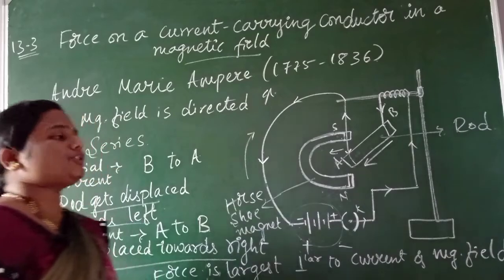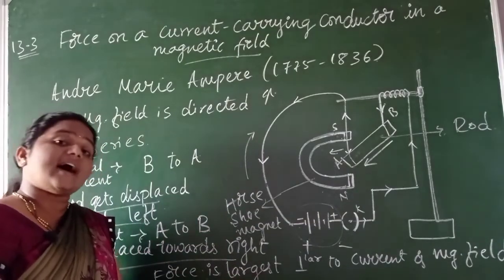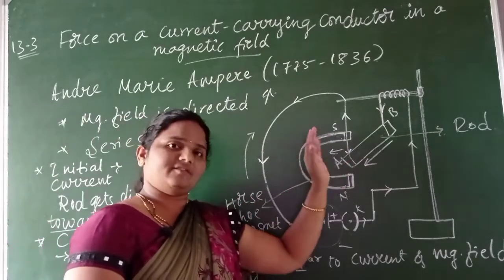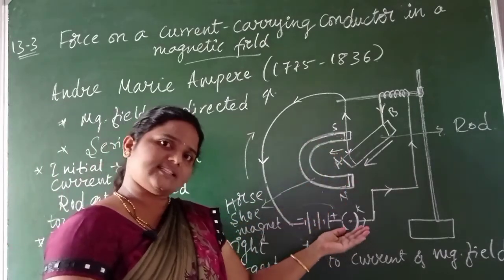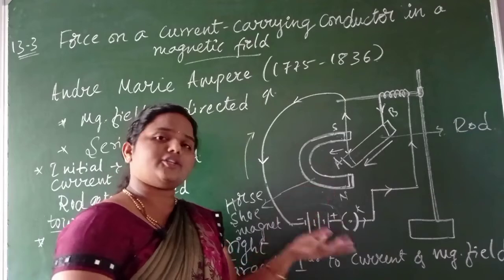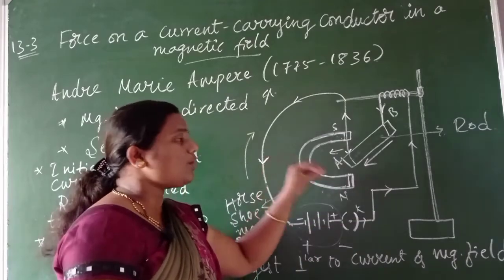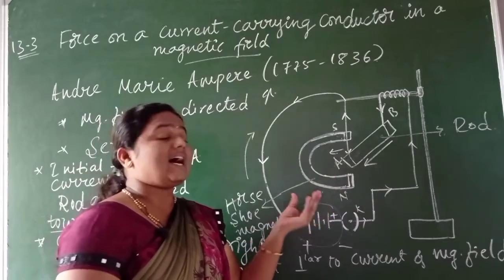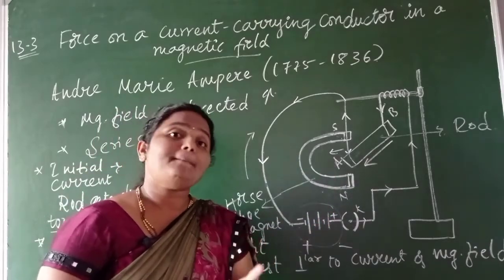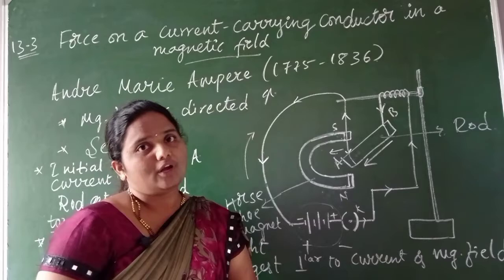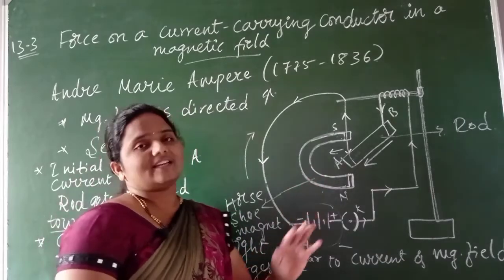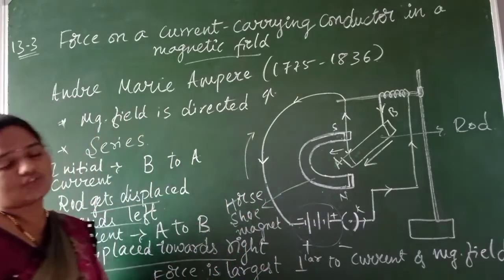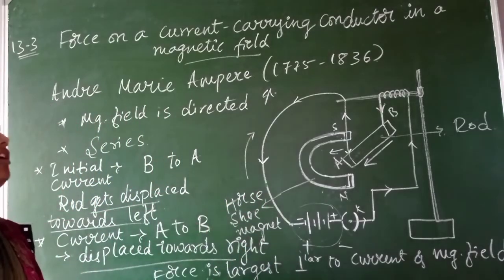Isn't it, children? In order to find the direction of the force, in which direction it acts, we are saying that the force is exerted here and the rod has shown displacement. So, in order to find the direction here, we need to use a simple rule called Fleming's left hand rule. Got it, children? That Fleming's left hand rule we will discuss in the next video. First you understand this concept clearly, children.